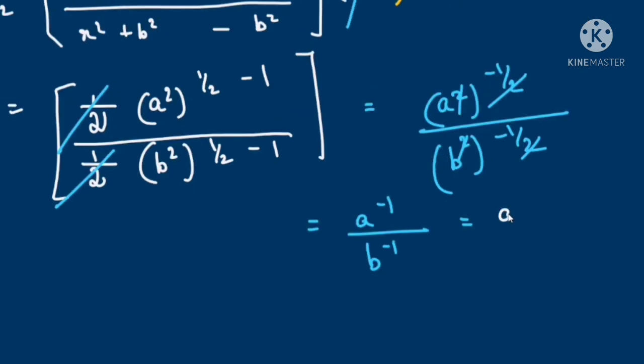So that is nothing but a by b, the whole power minus 1. When the exponent is negative, take the reciprocal. So that is b by a. So that's the answer, b by a.